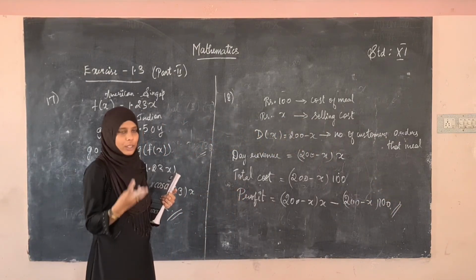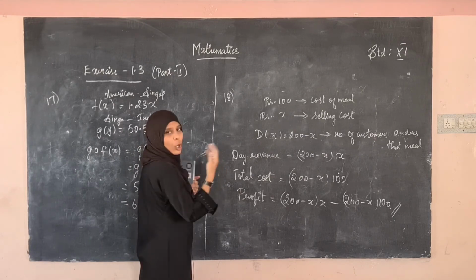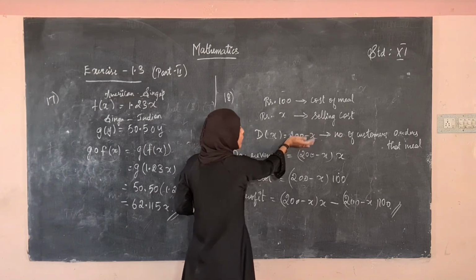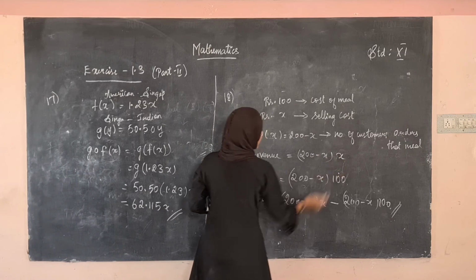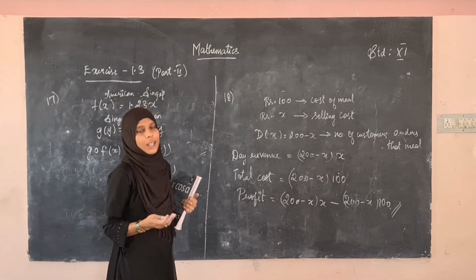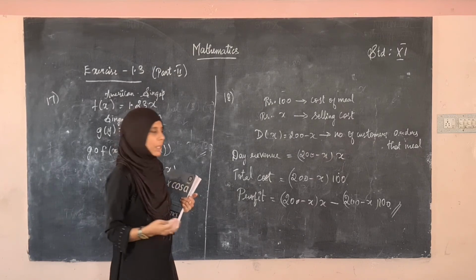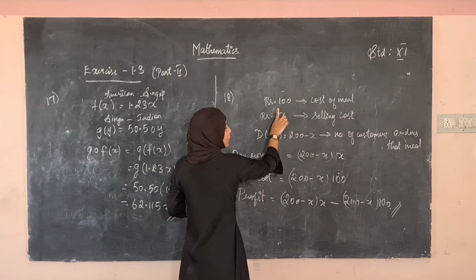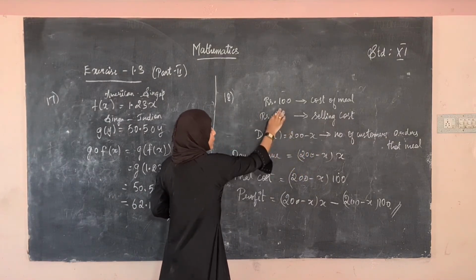Okay, they have asked for three things. First, the day revenue. Day revenue means how much they got for that meal. See here, 200 minus x customers were there, and they have ordered the particular meal. So the day revenue is 200 minus x into x. What is the total cost? That is how much it cost to prepare the meal on that day. For 200 minus x persons per day, one meal costs 100. So it costs 200 minus x into 100.